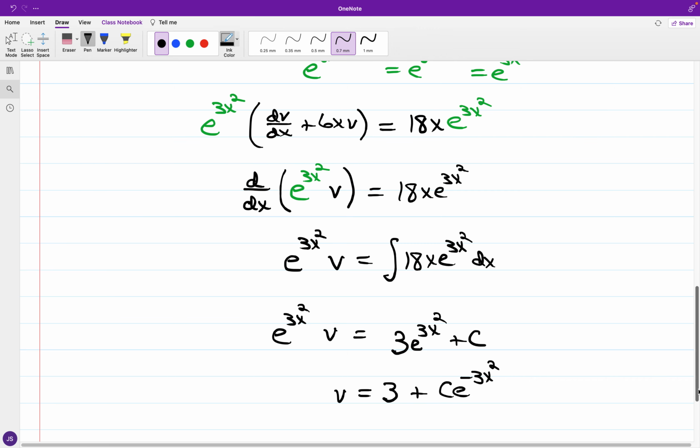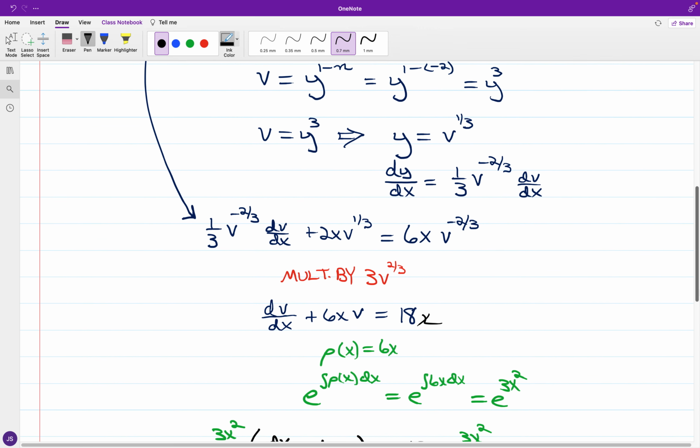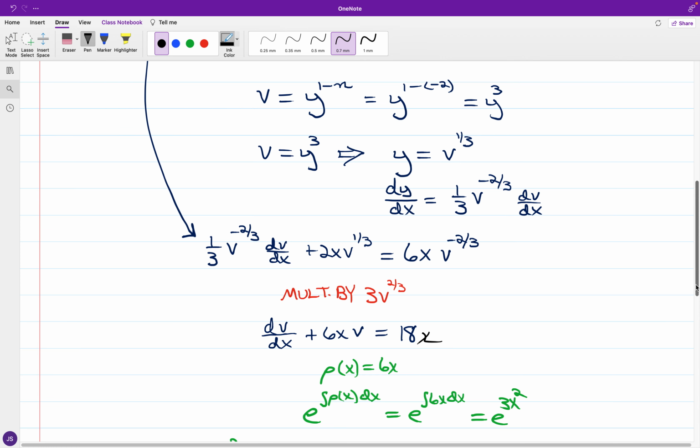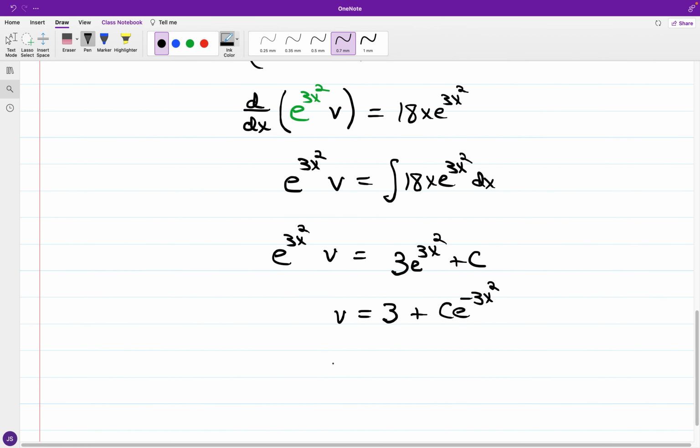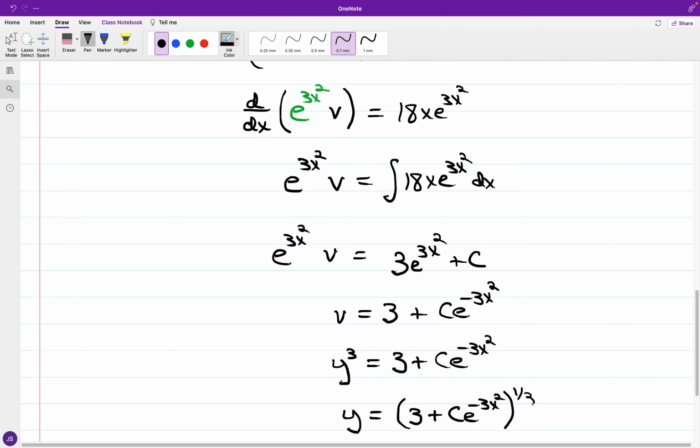Again, having used v to represent y to the third, putting back, we have y to the third is equal to 3 plus c times e to the negative 3x squared. I can write this in terms of y by taking the cubic root of both sides, whereupon we have y is equal to the quantity of 3 plus c times e to the negative 3x squared, all raised to the 1/3 power.